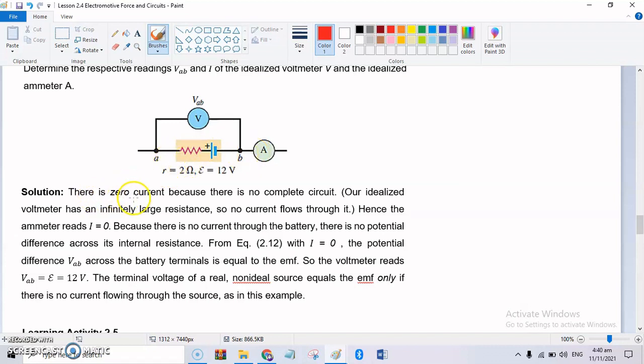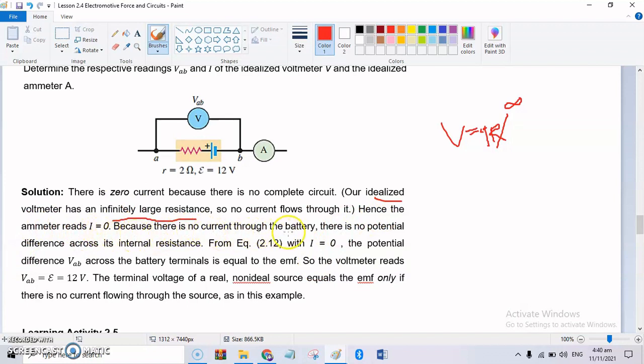For the solution, there is a zero current because there is no complete circuit. Our idealized voltmeter has an infinitely large resistance, so no current flows through it. Idealized, ha? If we say idealized voltmeter, it has an infinitely large resistance. If it has a very large resistance, very high, let's say infinite, our current will become not important or we assume na wala. Okay? No current flows through it. Hence, the ammeter reads 0.